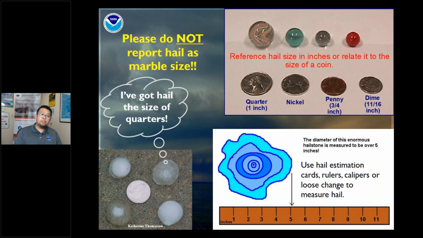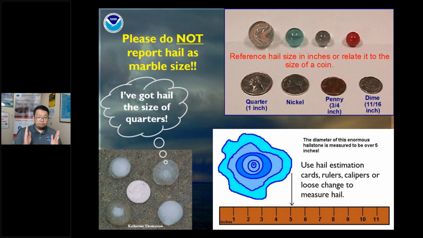The one thing you don't want to do is refer to hail sizes as marbles, because every marble is a little bit different. You have big marbles, small marbles. I don't know which marble you're talking about. It's better to use some loose change: quarter, nickel, penny, dime. Unfortunately, it's a little bit less common now because we have apps and credit cards and other ways to go about paying. But if you've got some loose change in your pocket, you take it out and refer to that size. That'll work just as good as a ruler.